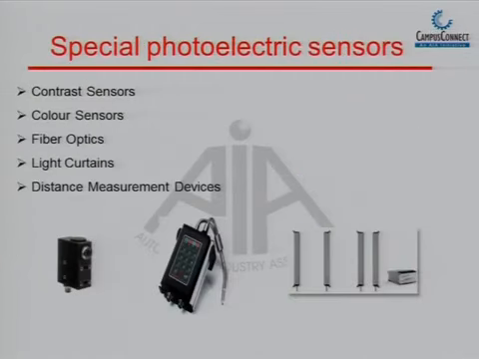Then there are certain special sensors which are called color sensors or contrast sensors, fiber optics and light curtain, and distance measurement. Color sensors, again any color is formed using three basic colors, right. So, the sensor inside this has 3 LEDs, RGB, the light gets reflected back from the target, the RGB content of that target is measured and stored inside the sensor.